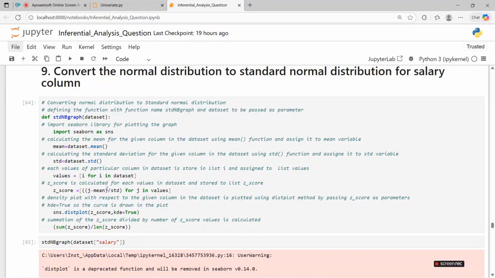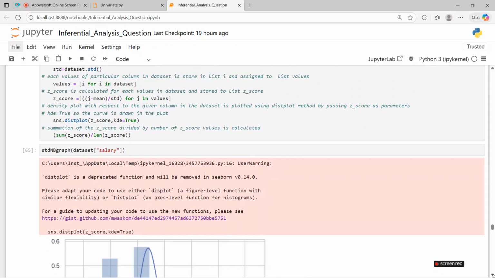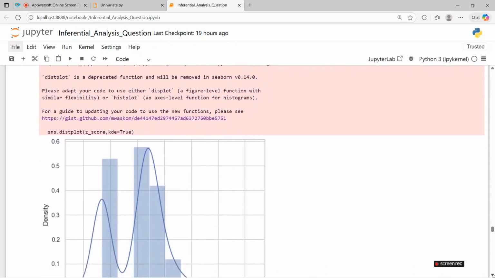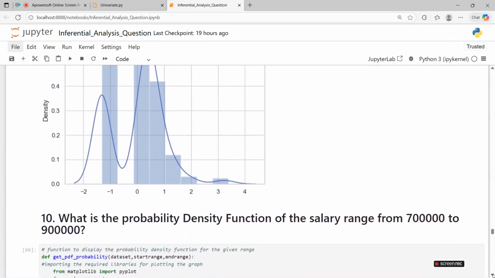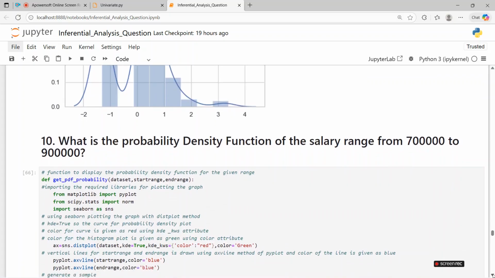Once we calculated the z-score for all the values, we will be plotting it using a dist plot. We are passing the z-score value, and we are having KDE equal to true to have the curve visible for us. So now we are running the function by passing the salary column, for which we need to do the conversion. We got the output.